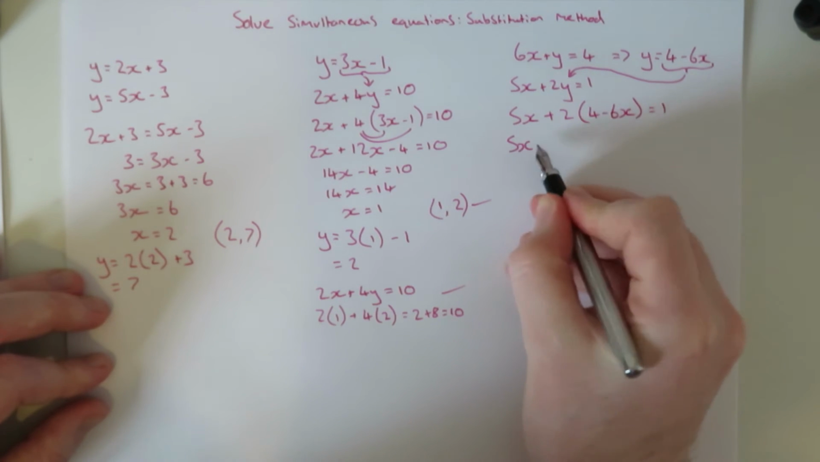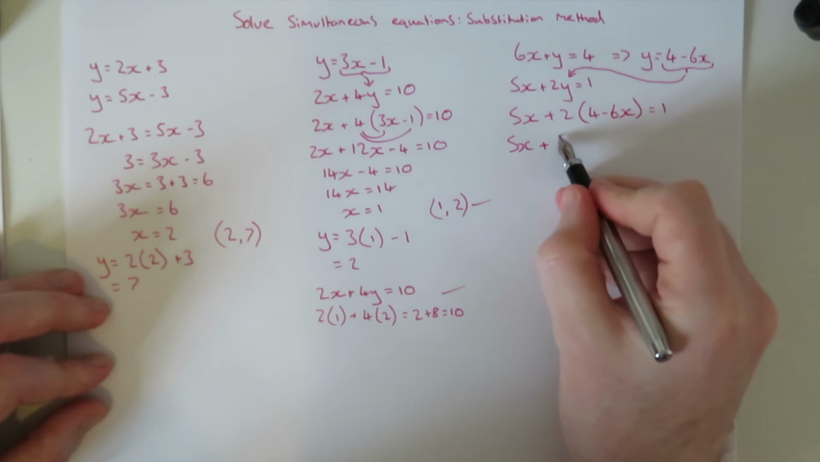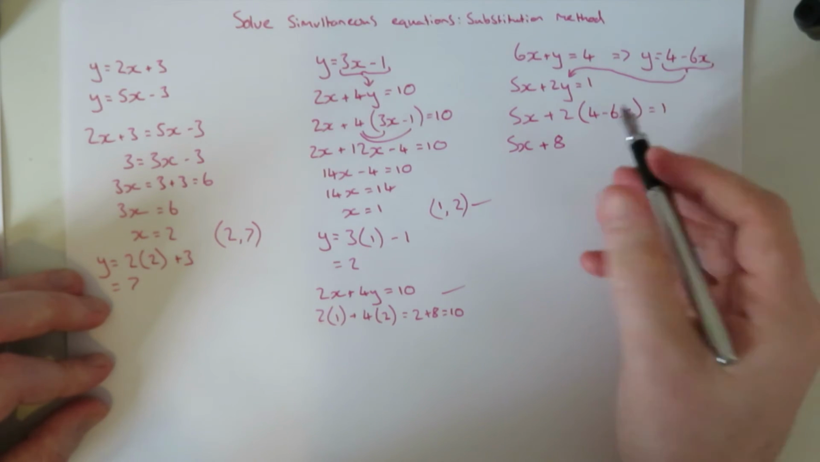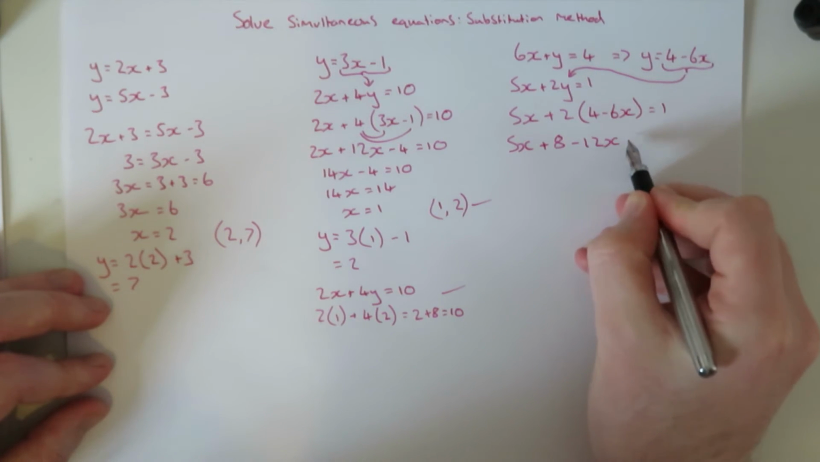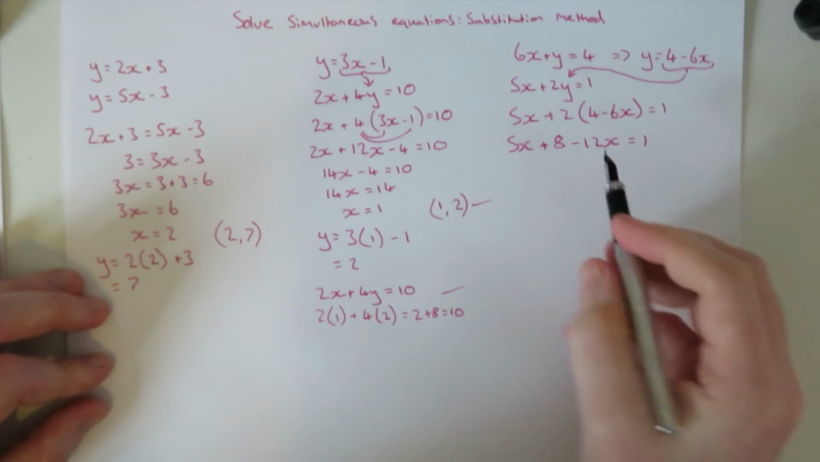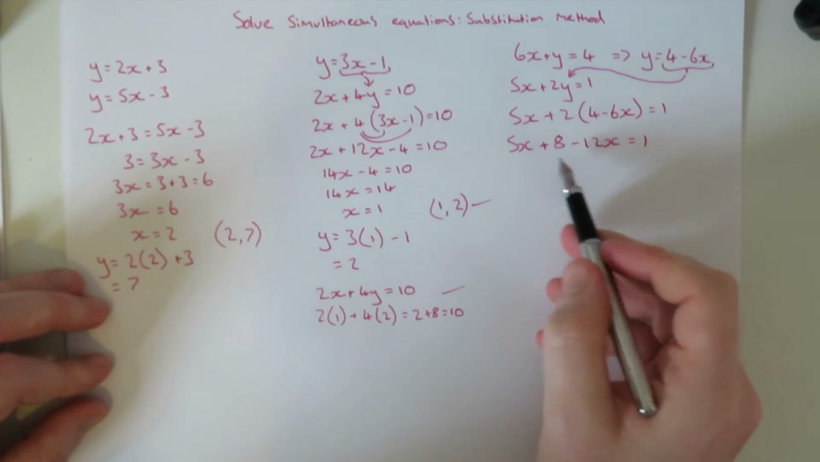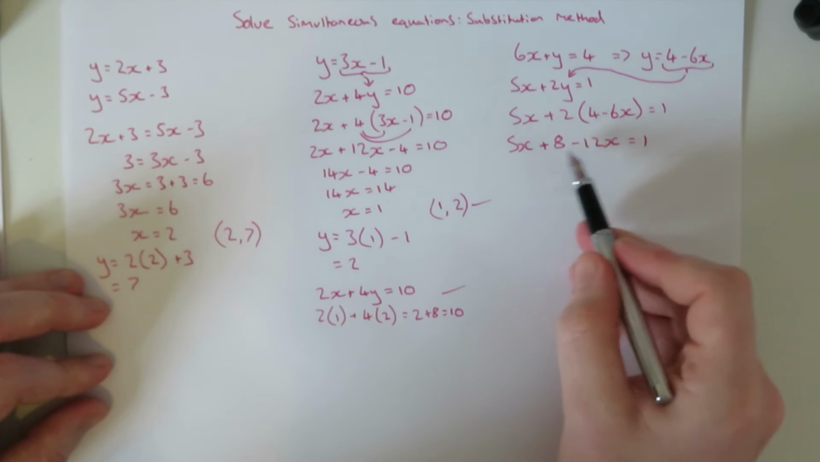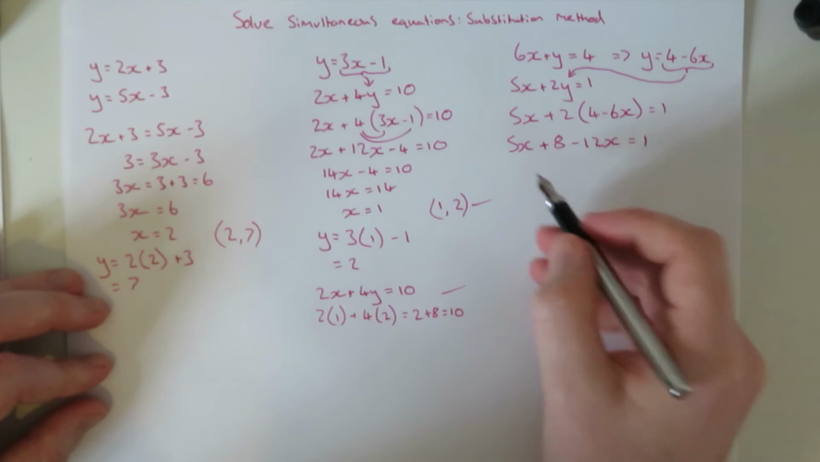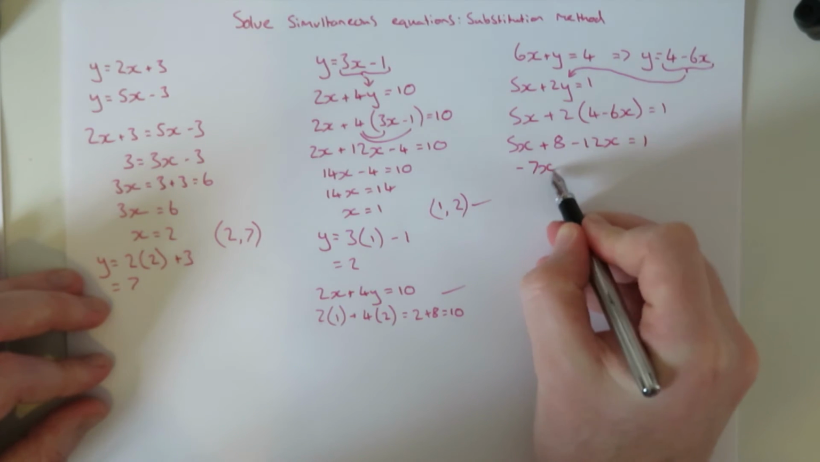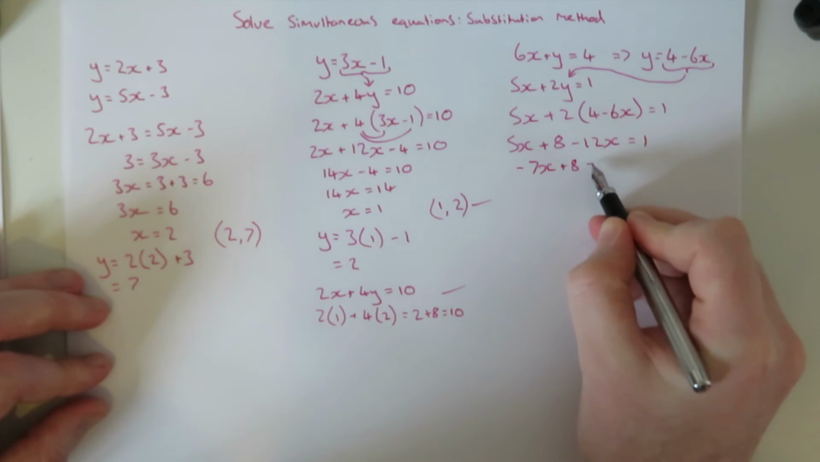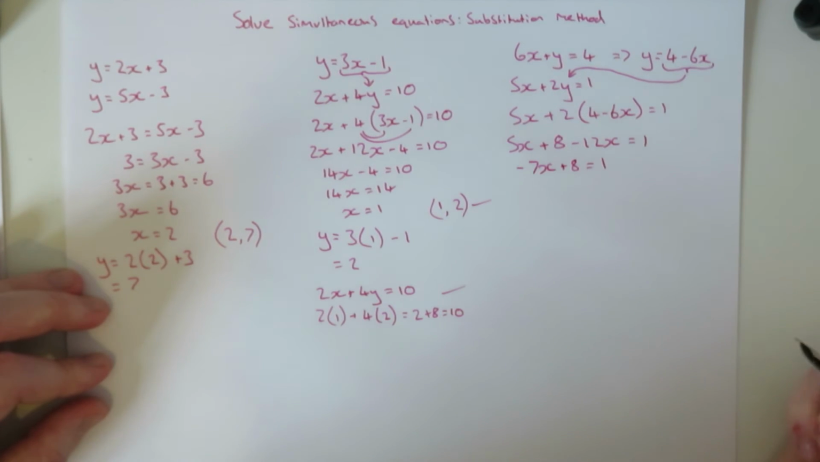So now we multiply out the bracket. 2 times 4 is 8, 2 times minus 6 is minus 12. It's equal to 1. Now if we collect the like terms on this side, we combine the x's. 5x minus 12x is minus 7x plus 8 is equal to 1.